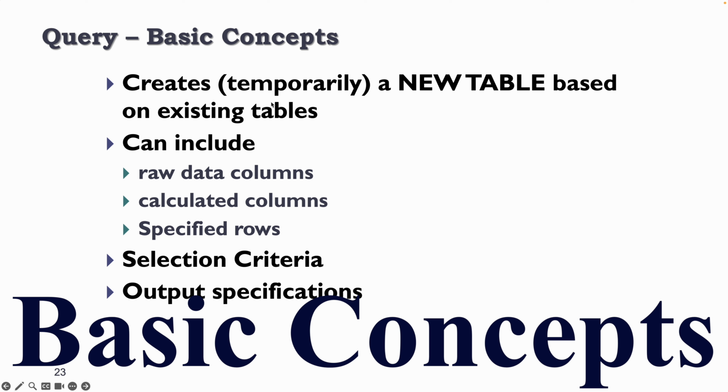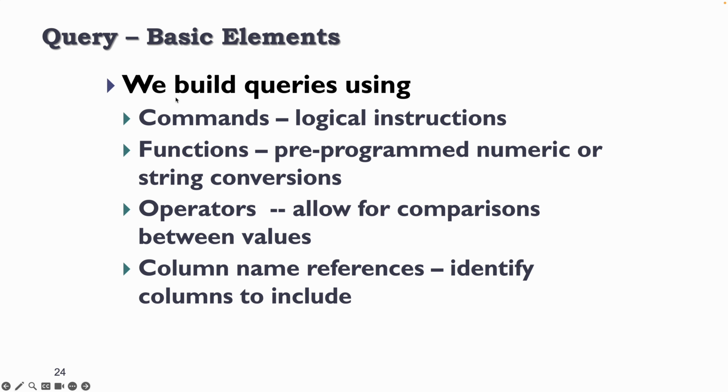So some very quick basic concepts. When we create a query, it creates a temporary table. It's a new table based on existing tables, which can include raw data columns that we have seen earlier, or it may have calculated columns like sum, average, or it can have specified rows. For example, all the cities in Ohio. So there is a selection criteria that we incorporate in the query from time to time. And then there are output specifications. For example, we want certain things in descending order. So there are basic elements in our query.